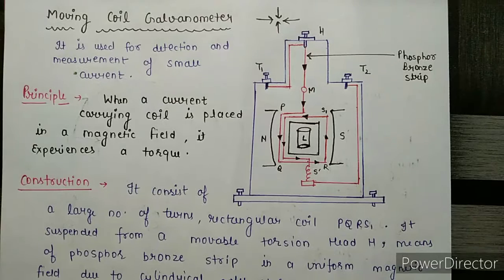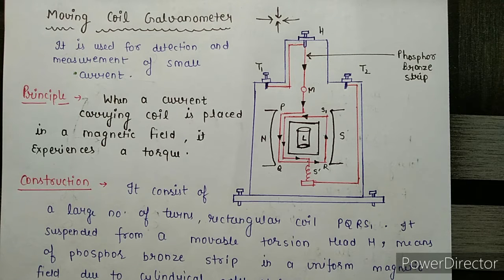Good morning, students. Today I am going to discuss an instrument named moving coil galvanometer. Actually, it is used for detection and measurement of a small amount of electric current.